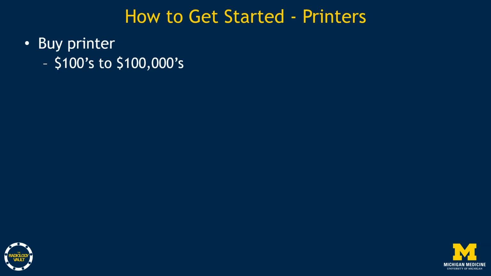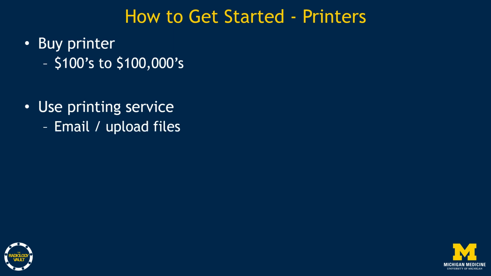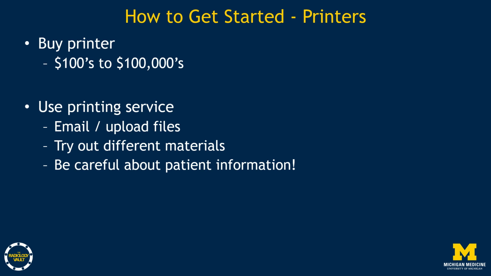How to get started with printing? First, you can buy a printer, which range in costs from hundreds of dollars to hundred thousands of dollars, or you could use a printing service, of which there are multiple available on the internet. You would email or upload the files, and in this case, you could try out different materials, but be very careful not to include patient information in either the file names or the images themselves.